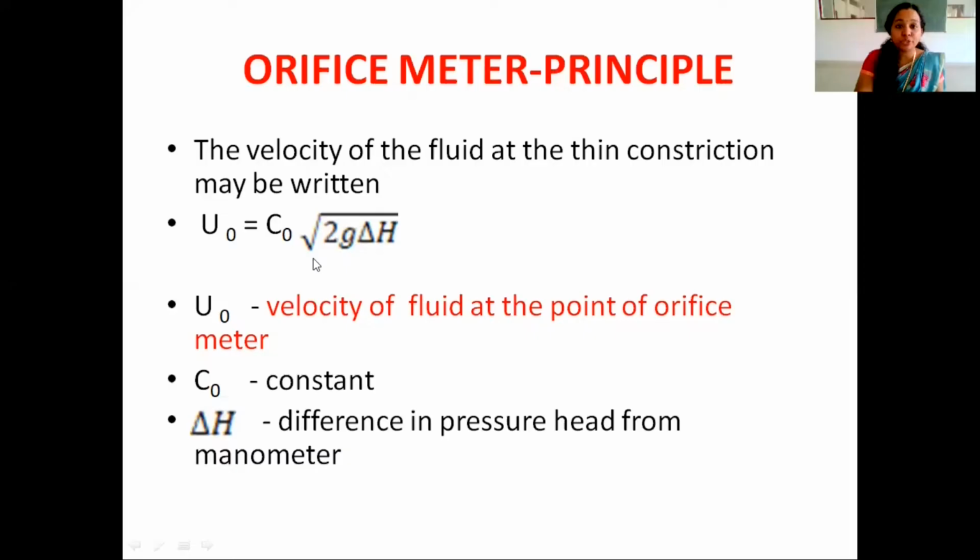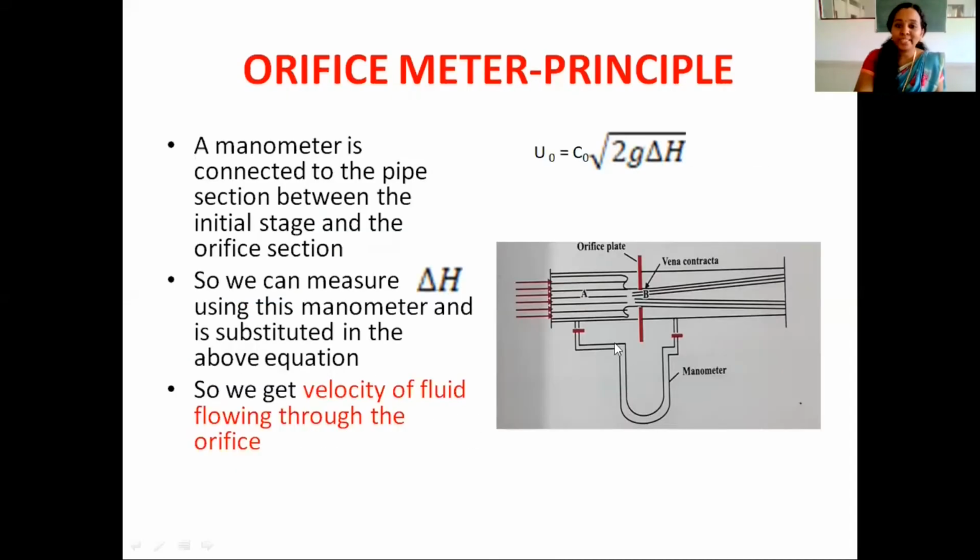This equation is used to calculate the velocity of the fluid that is passing through an orifice meter. Here, U0 is the velocity of the fluid at the point of orifice. C0 is a constant. Delta H is the pressure head that is measured using a manometer. So, using this manometer, we can measure pressure head. This pressure head is substituted in this equation, and we get the velocity of fluid passing through the pipeline.